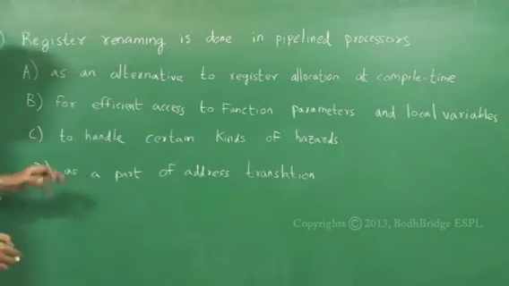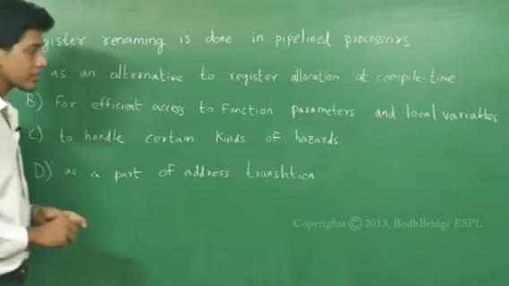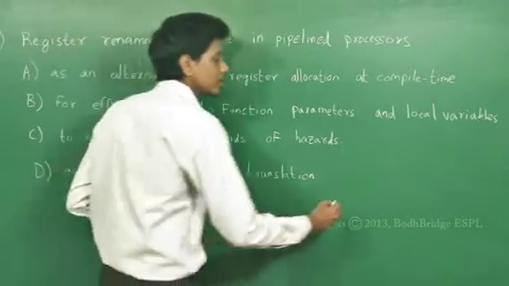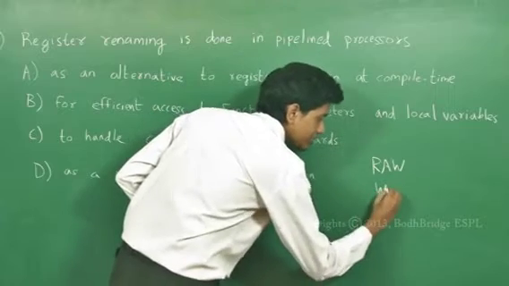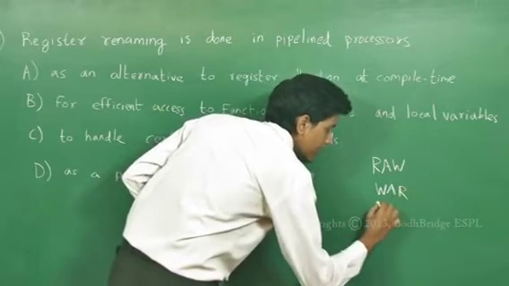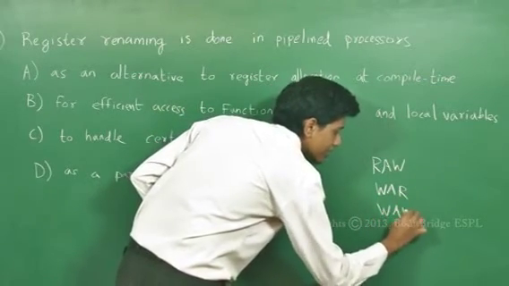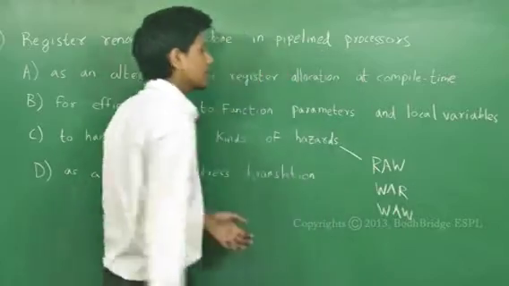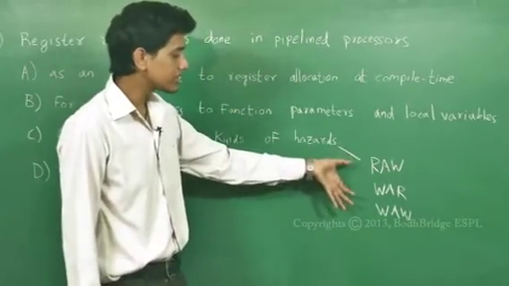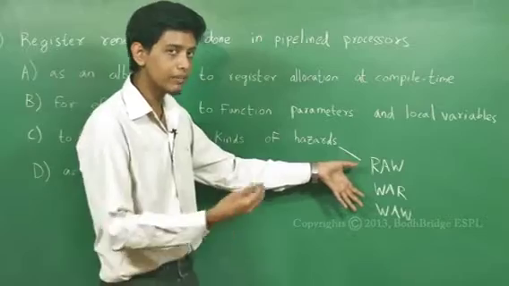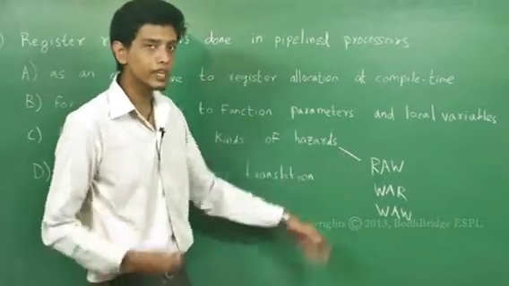If you take option C, to handle certain kinds of hazards. So hazards are of three main types: read after write, write after read, and write after write. So these are basically race conditions. When two processes try accessing the same memory location, these hazards may arise.